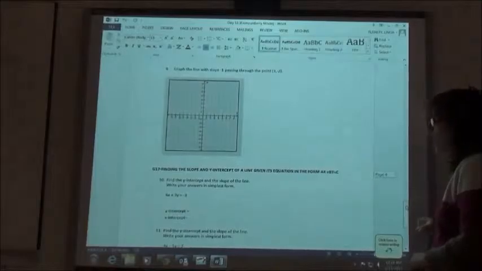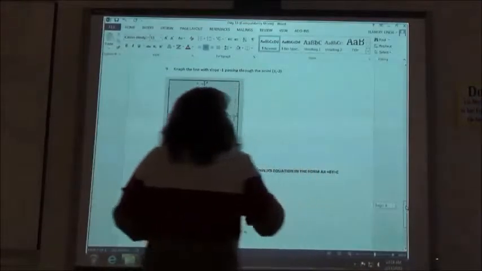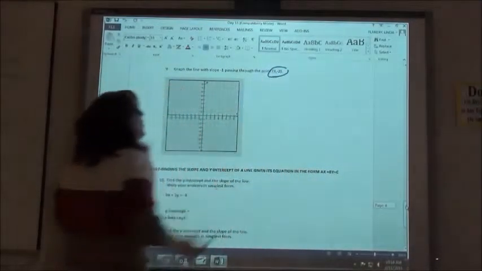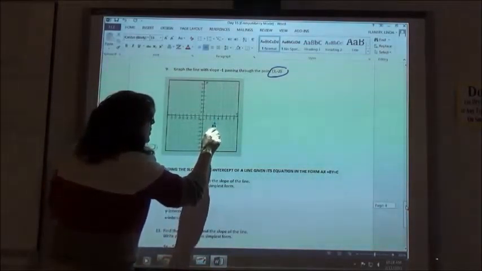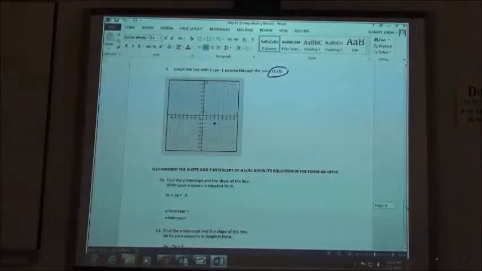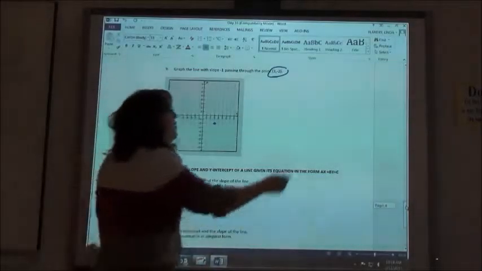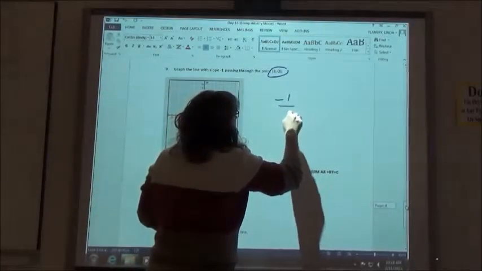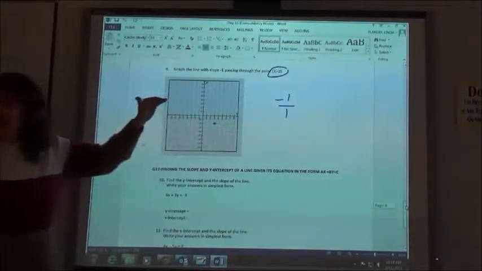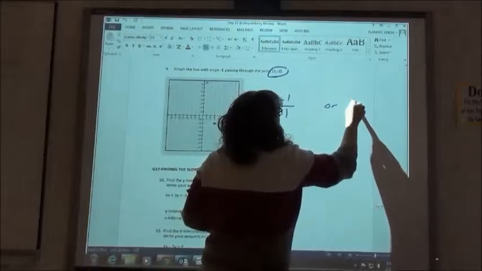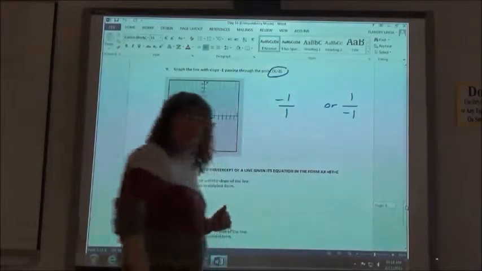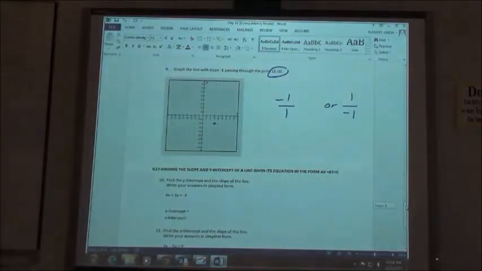The next one says we have a slope of -1. So again, we're going to start by plotting the point 3, -2. So over 3, down 2, there's my starting point. If my slope is -1, I can either write it as a -1 over a +1 or a +1 over a -1, right? Either of those are equal to -1.